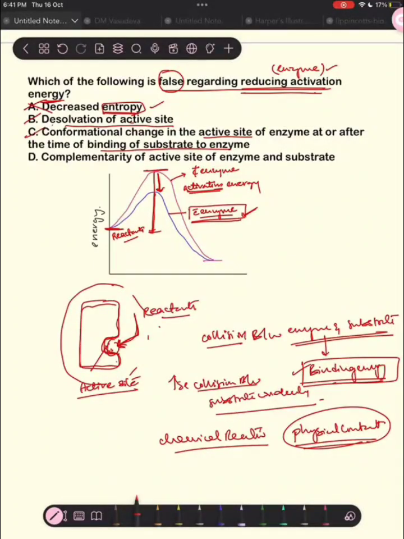Next one, conformational change in the active site of the enzyme at or after the time of binding of a substrate to the enzyme. This is also a correct option. The last option is that the active site of the enzyme and substrate are complementary. There is nothing complementary to it. So the three options are correct, and this one is the false option.